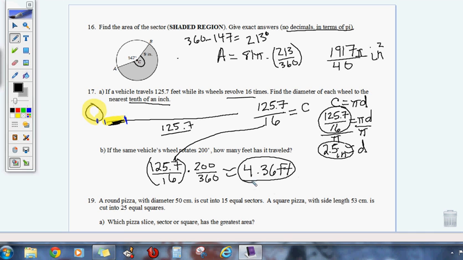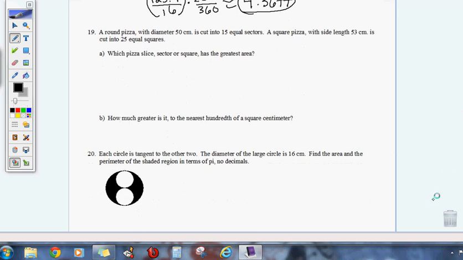Approximately 4.36 feet. And hopefully it makes sense that that is less than the circumference length that would be one full turn. Okay, moving along to the pizza problems.